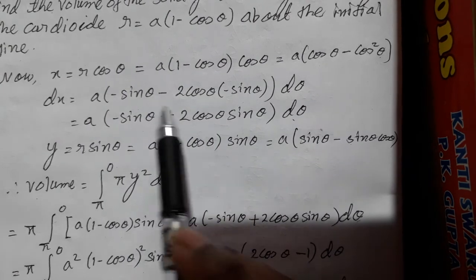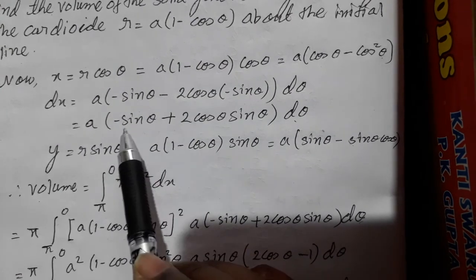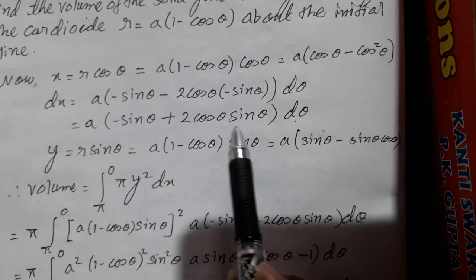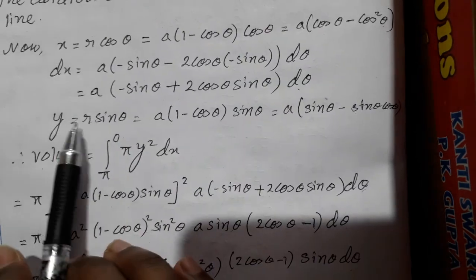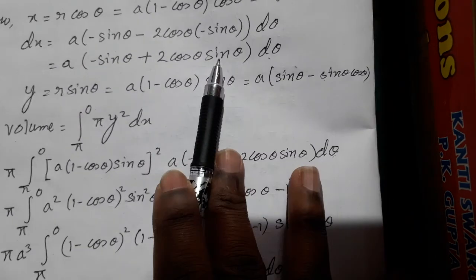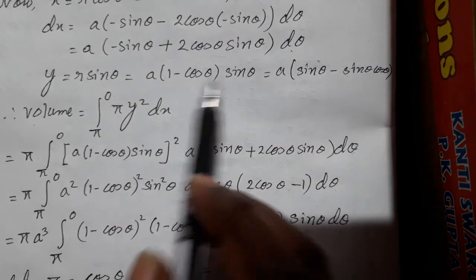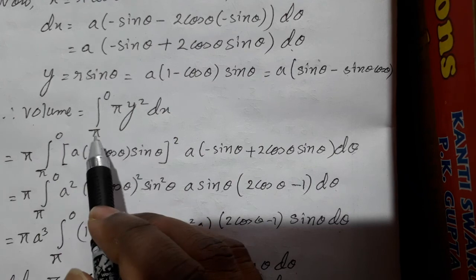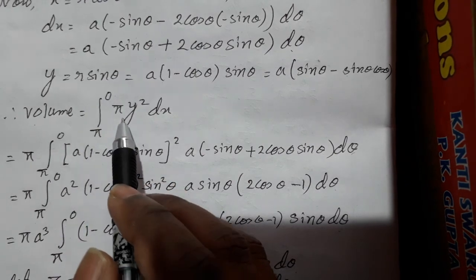So minus minus gives plus, and we get minus sin theta plus 2 cos theta sin theta d theta. Y is what? r sin theta. You put that value, and if you multiply, you get this much. Or you can put this value also. So the volume is given by pi integral from pi to 0 of y squared dx.